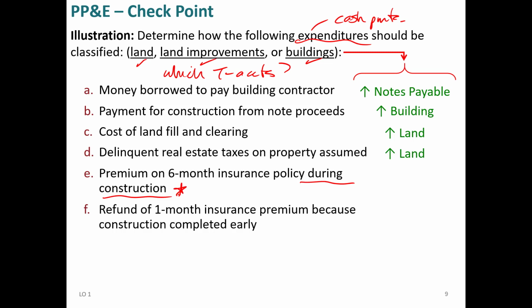Premium of a 6 month insurance policy during construction. That is the key phrase. Not just general insurance, but the insurance paid while we're getting the asset ready to be put into place. That's going to be capitalizable as part of the building.